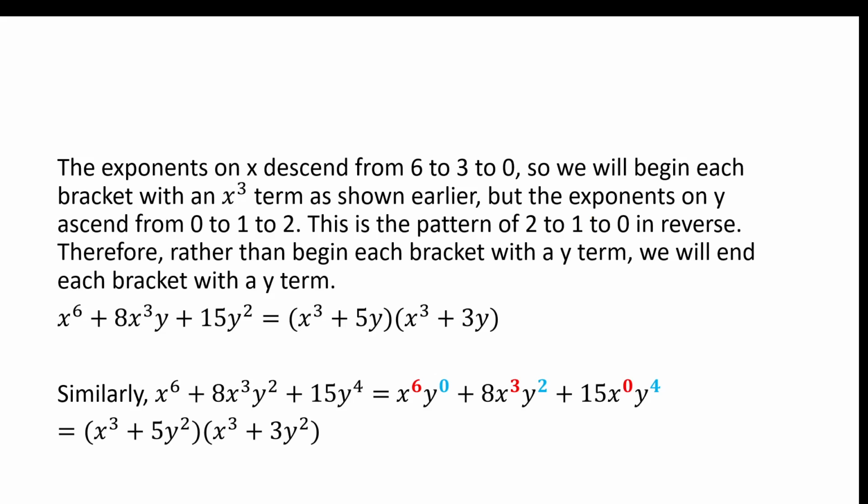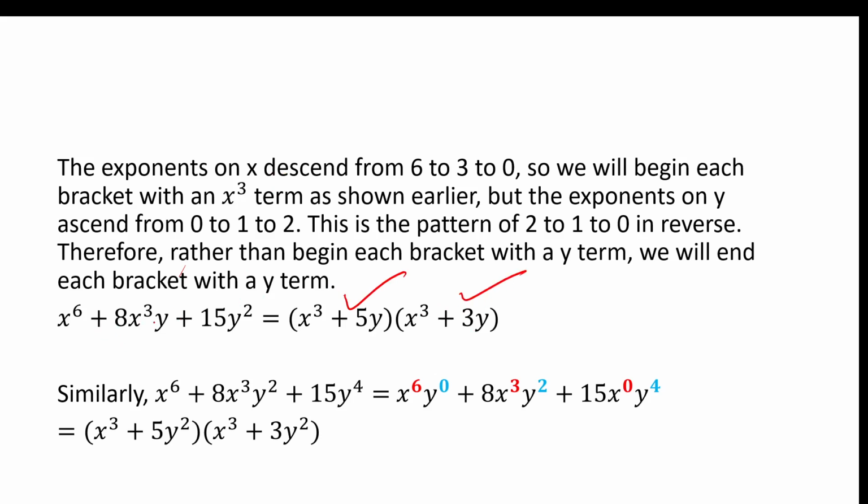The exponents on x descend from 6 to 3 to 0, so we begin each bracket with an x cubed term as shown earlier, but the exponents on y ascend from 0 to 1 to 2. This is the pattern of 2 to 1 to 0 in reverse. Therefore, rather than begin each bracket with a y term, we'll end each bracket with a y term. So instead of x cubed plus 5 quantity times x cubed plus 3 quantity, we'll have x cubed plus 5y quantity times x cubed plus 3y quantity.